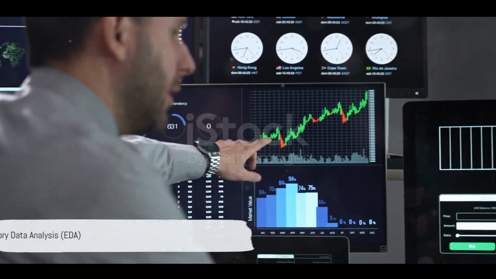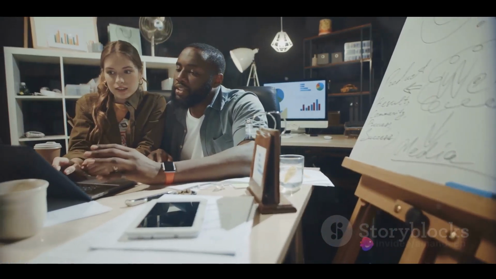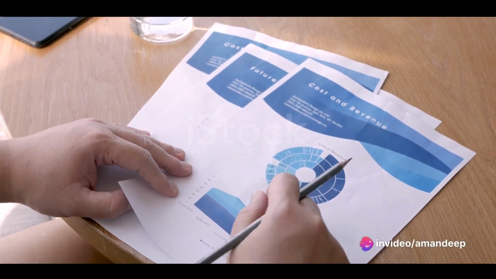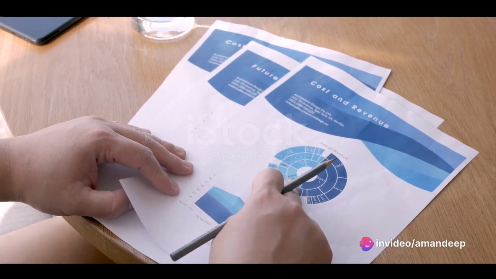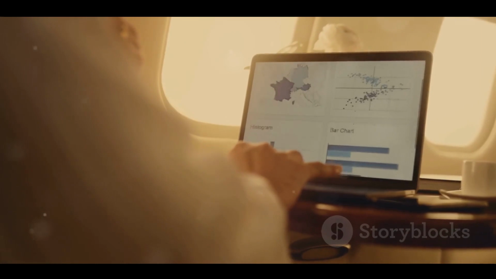The third step in the journey is exploratory data analysis, or EDA. It is like a first date with your data. You use descriptive statistics and visualizations to understand patterns, distributions, and anomalies within the dataset. It's about knowing your data before taking the next step.